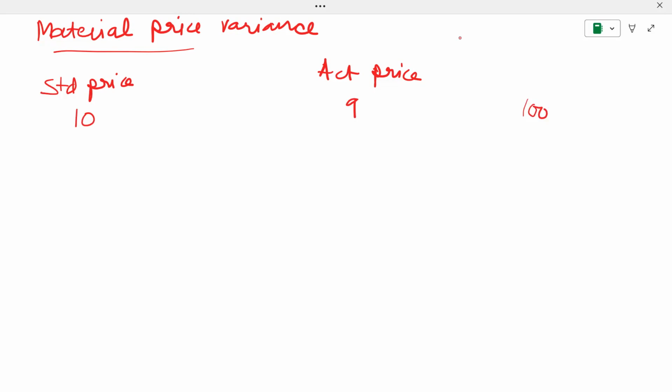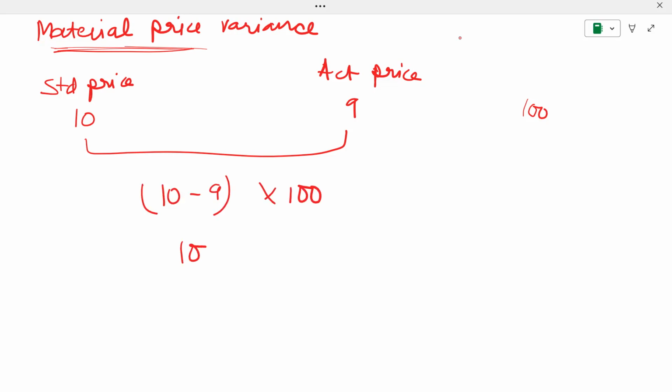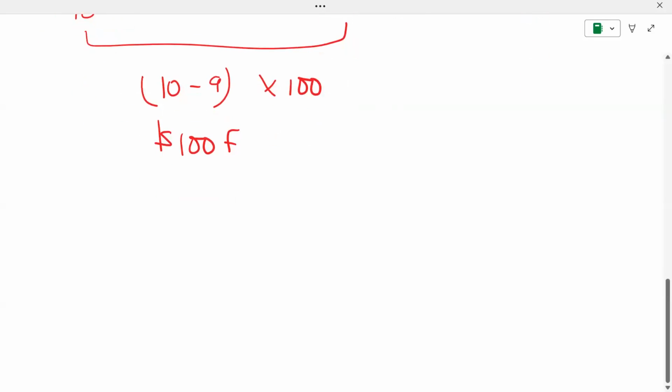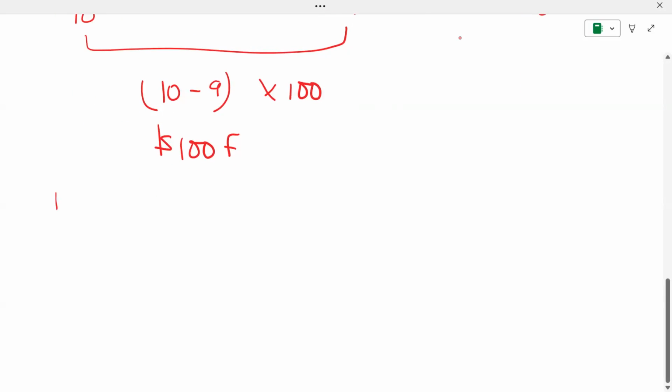So over here, the variance is obviously going to be a favorable one because this is a cost side item. I have managed to bring the cost down. So 10 minus 9 multiplied by 100. So it's going to give me $100 favorable variance over here because I have been able to minimize the cost side of my business. Then talking about the material usage variance.